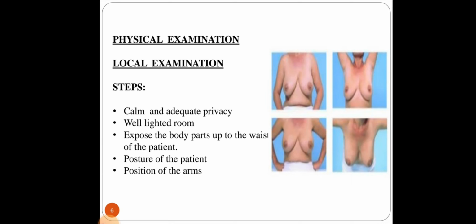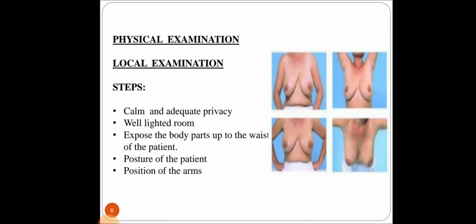or else the hands should be kept on the hips, pressing against them, so that there will be relaxation. Means in such a way the arms should be placed. So when we consider the examination, this is also an important point that has to be seen.